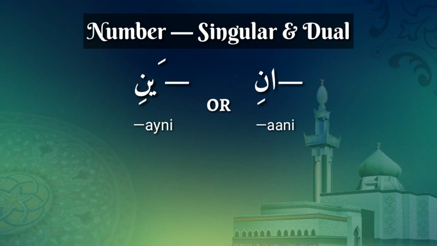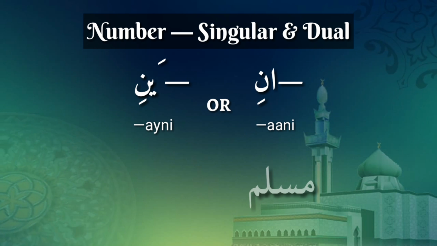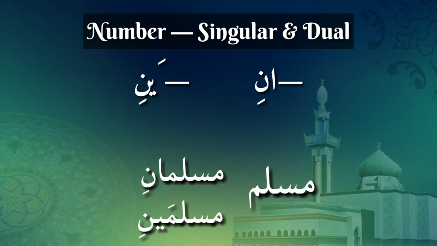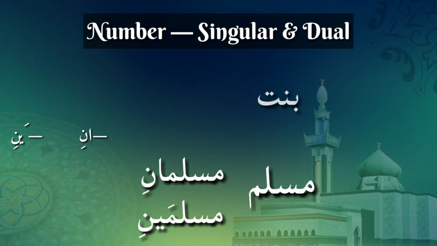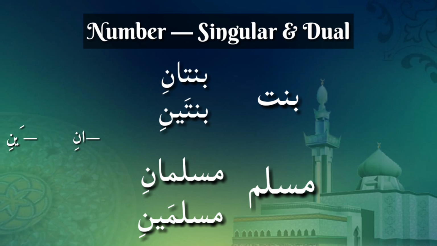Whether you add ani at the end of any ism or you add aini at the end of any ism, what that means is the dual of the Arabic word Muslim is Muslimani and Muslimaini. Both are dual, okay? The dual of the Arabic word bint, that is girl, is bintani and bintaini. Both are dual. Muslim means 1 Muslim. Muslimani means 2 Muslims. Muslimaini means 2 Muslims. Bint means 1 girl. Bintani means 2 girls, and bintaini means 2 girls.